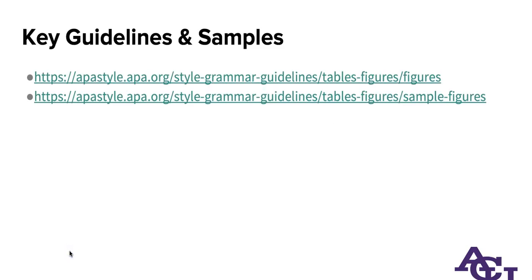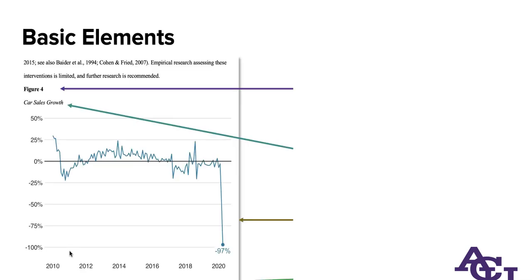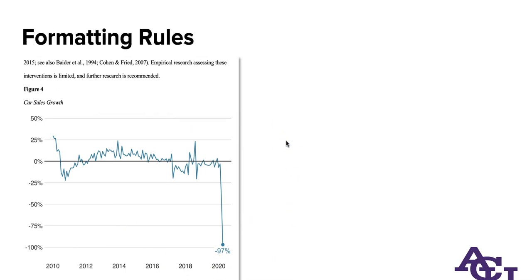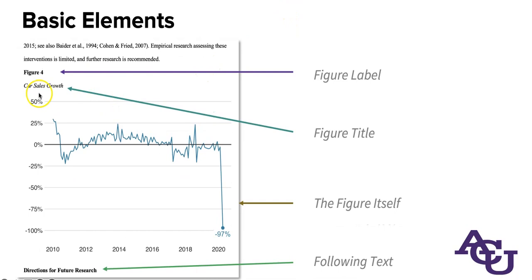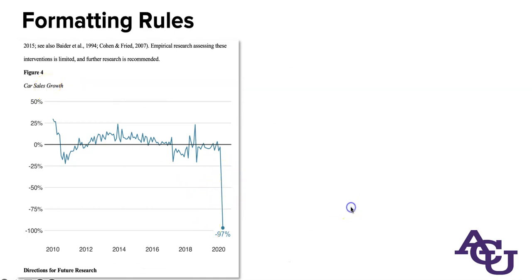So here are the two key resources to use on apastyle.apa.org. So there's an explanation of how to label and format figures and some samples to look at in case you want to look at some actual stuff here. Now, if we are looking at this figure in context, you can see that for this original figure, we've got that figure label with the text figure and the number in bold. We have the figure title in title case and italics, the image itself, and then text goes after that.